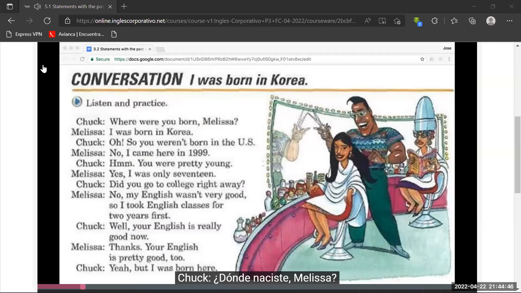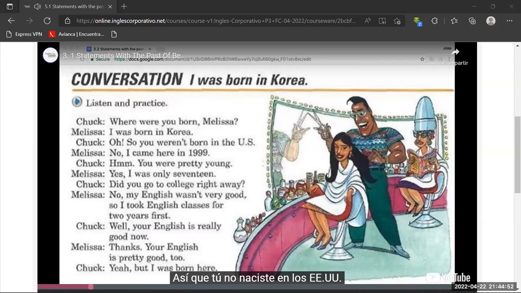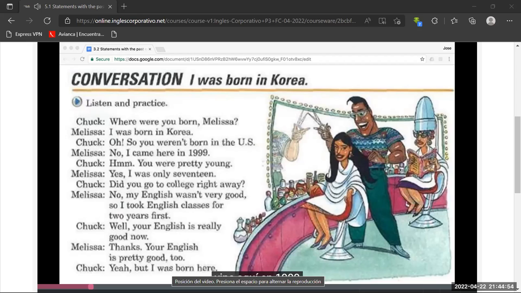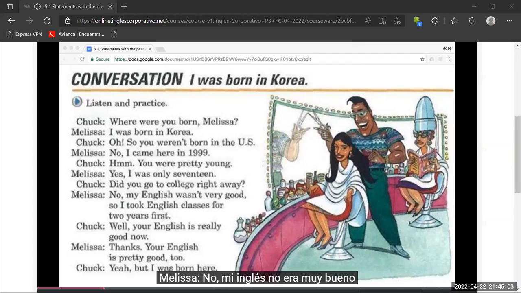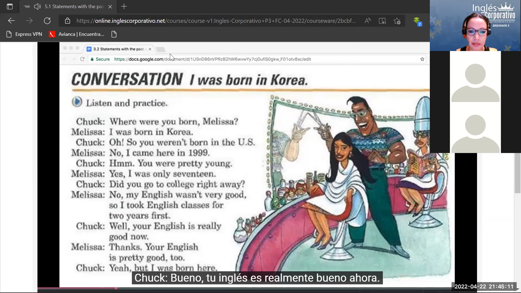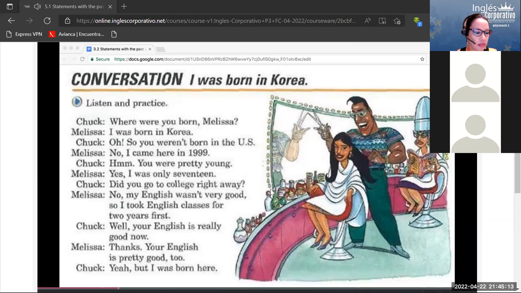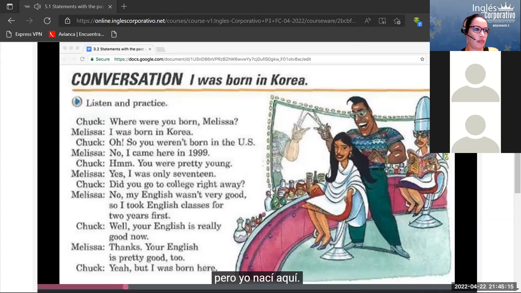Where were you born, Melissa? I was born in Korea. Oh, so you weren't born in the U.S.? No, I came here in 1999. You were pretty young. Yes, I was only 17. Did you go to college right away? No, my English wasn't very good, so I took English classes for 2 years first. Well, your English is really good now. Thanks. Your English is pretty good, too. Yeah. But I was born here.